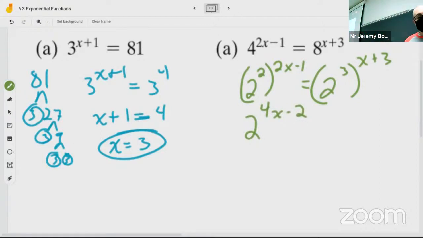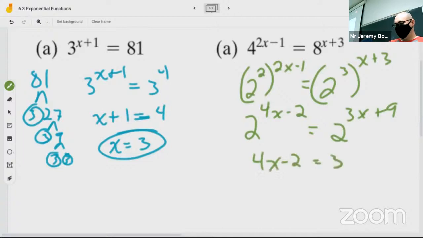On the right-hand side, the 3 is going to distribute as well. It's going to go to the x, and also to the 3. So on the right-hand side, this is going to be 2 raised to the 3x plus 9. And now, since we have base 2, they're equal to each other, we know their exponents are equal to each other at this point. So we're going to have 4x minus 2 is equal to 3x plus 9.